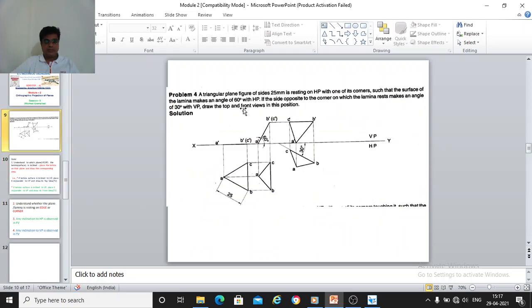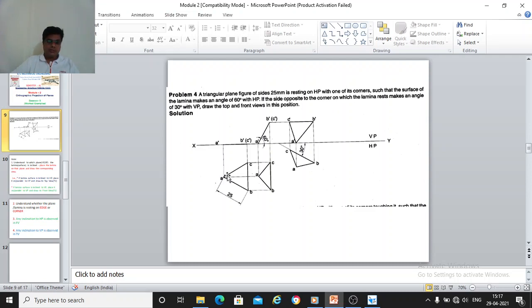In this case, the surface of the lamina is inclined at 60 degrees to HP. This is important. 60 degrees to HP means we should draw the top view of the triangle first. And one more thing is that it is resting on the corner on HP. This is important.